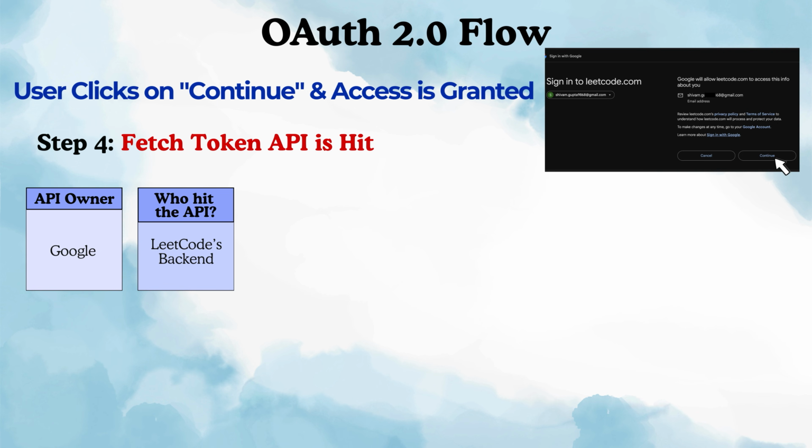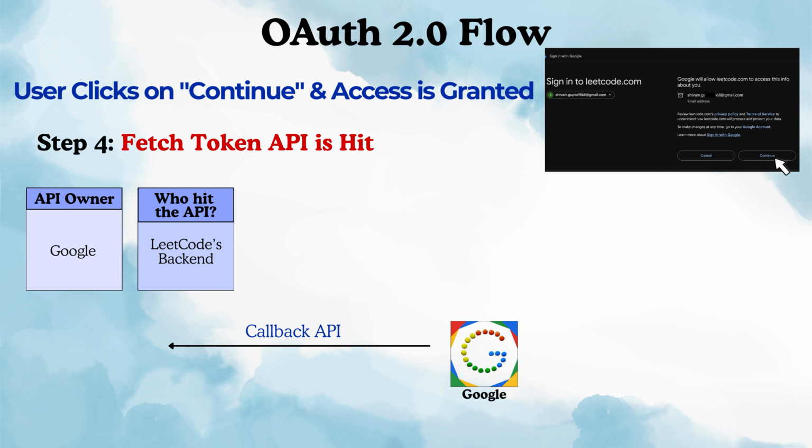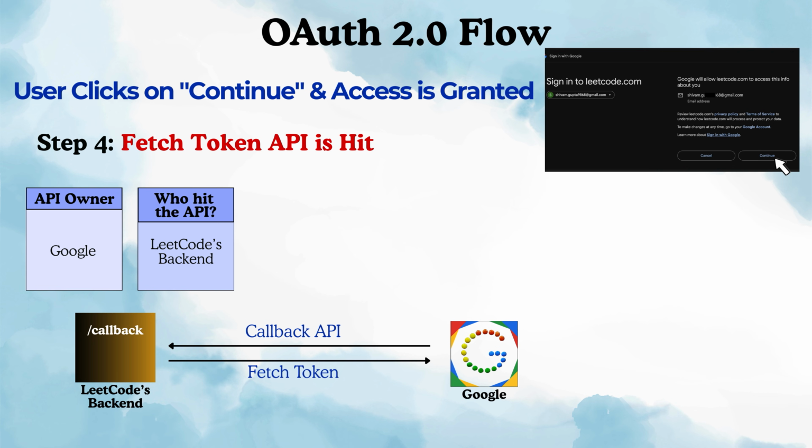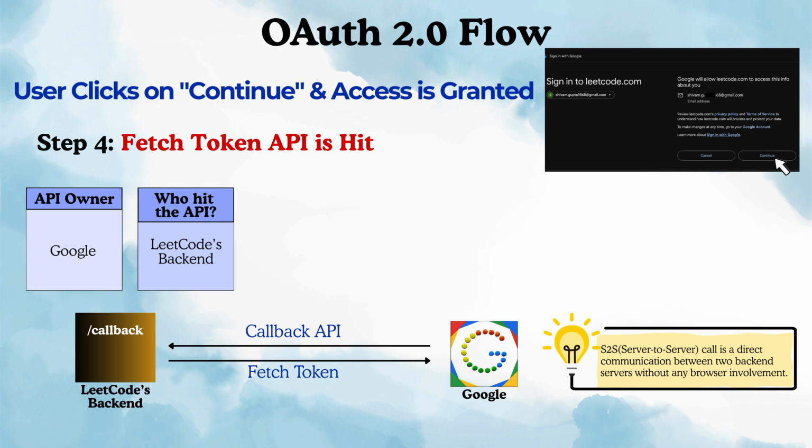How? When Google hit the callback API, after that the flow went to LeetCode's backend, because the callback API is written in the backend logic, in the LeetCode backend server. So at that point of time, LeetCode's backend server will hit this fetch token API. This is called an S2S call, basically a server to server call. So LeetCode's backend server hits the Google server, and at this point the fetch token API is hit.